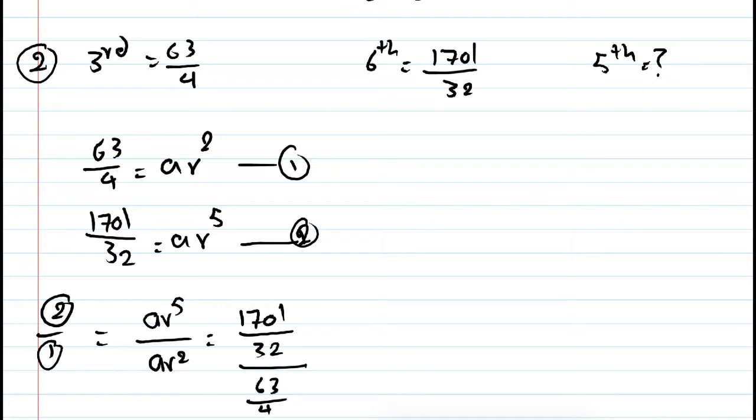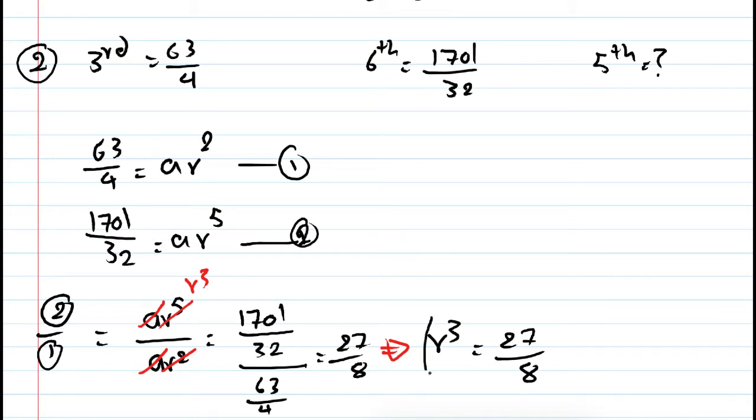Let's see what can go away. The a goes away, and the r squared goes away with this r, however we're left with r cubed. And we can do this division; we're left with 27 over 8. So from this, we have r cubed equaling 27 over 8.